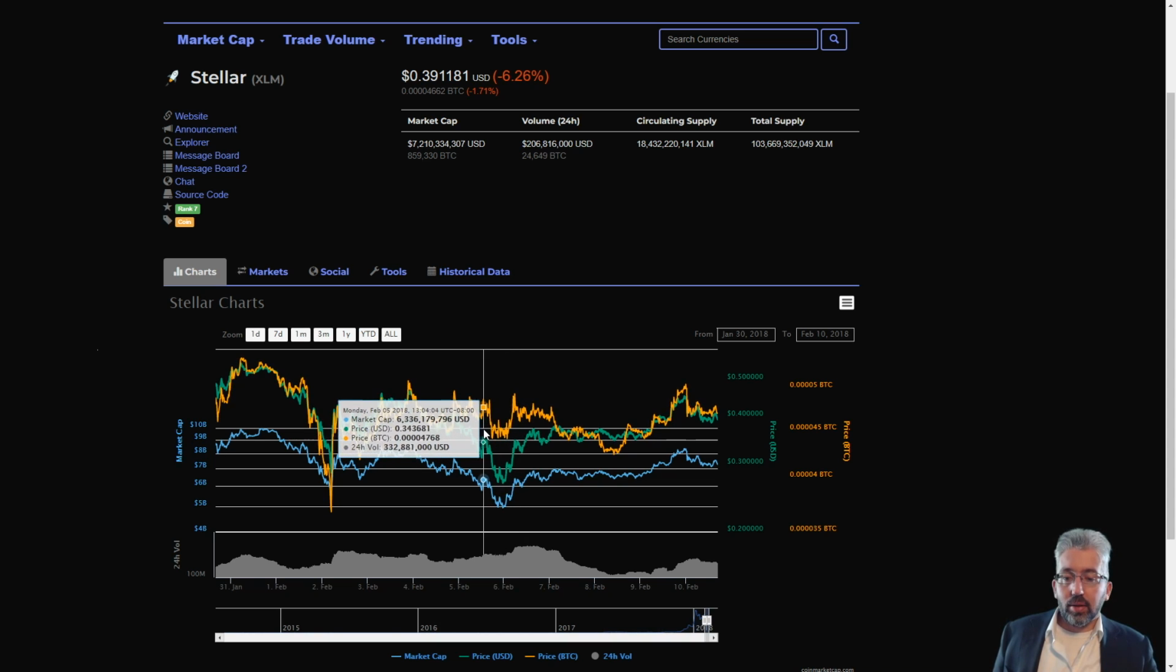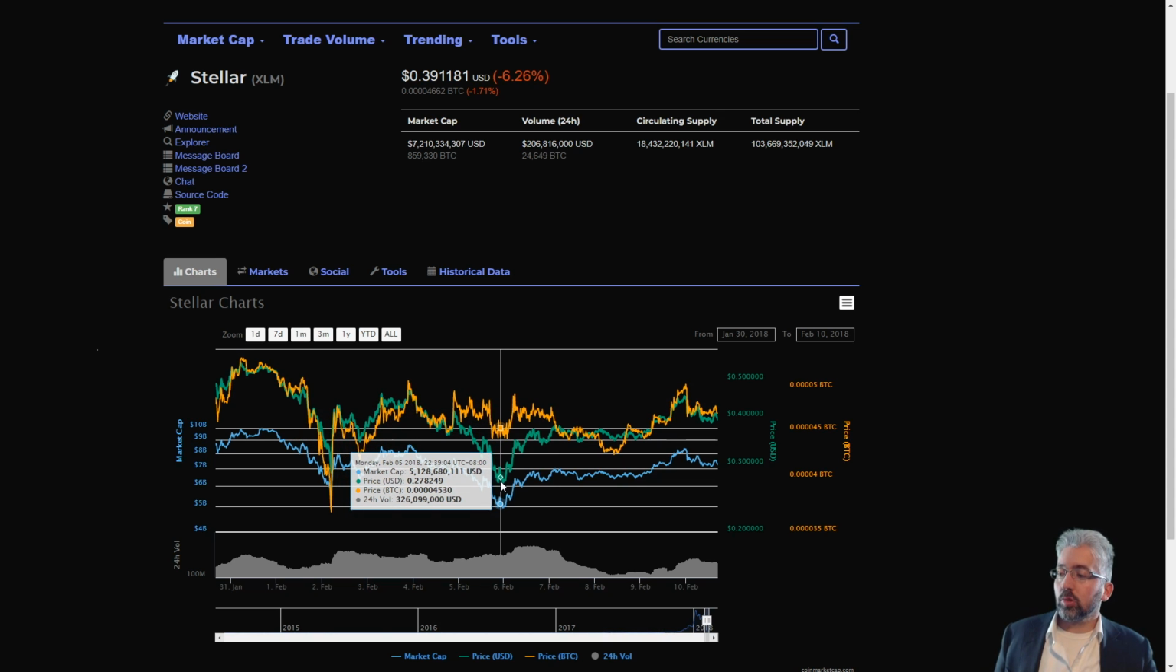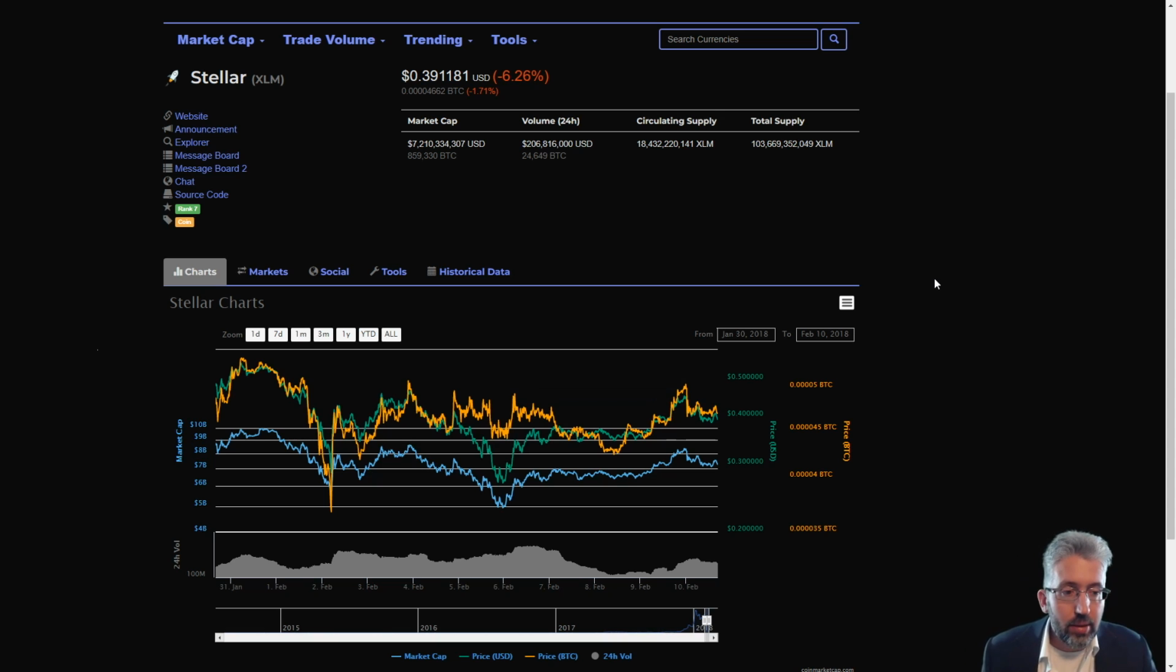That doesn't mean that it will stay like that, but this would be a bullish signal for me, that its price didn't really move a lot against Bitcoin, while the price in dollar went down and basically was pulled down by Bitcoin. So that's an interesting thing to look at.